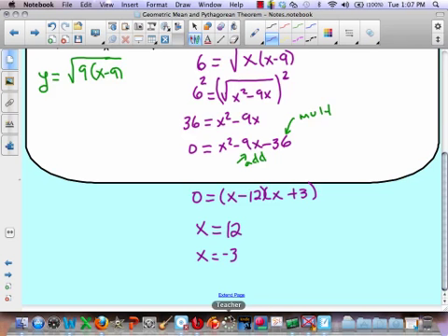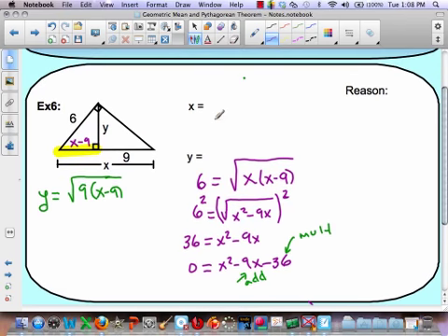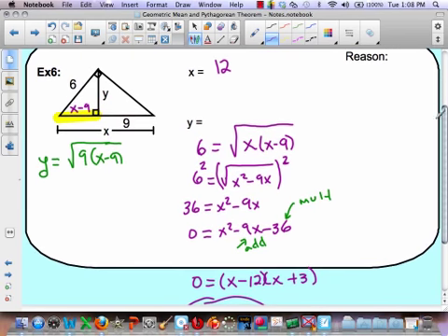So mathematically, we had two solutions. But do we really? Let's go back and look at the original problem. Could x be 12? Could x be negative 3? No, you can't have a negative length. So that's what we call the extraneous solution. It's a solution that doesn't make any sense. Okay, so therefore x is 12. That was a lot of work just to get one single variable. Well, once you have it, everything else falls into place.